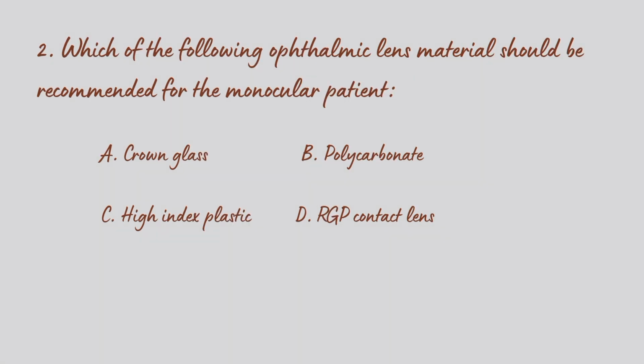Next question, which of the following ophthalmic lens material should be recommended for the monocular patient? Option A crown glass, option B polycarbonate, option C high index plastic, and option D RGP contact lens. Correct answer is option B polycarbonate.